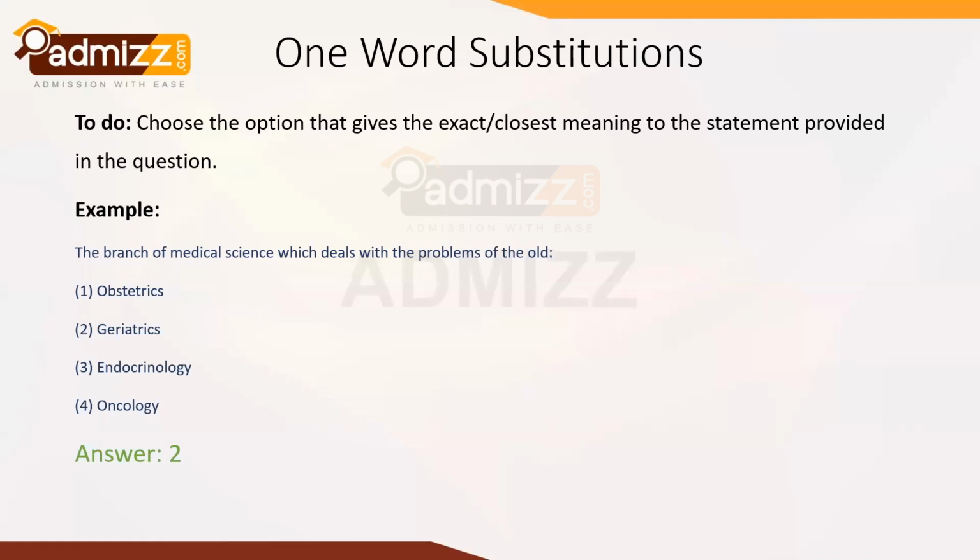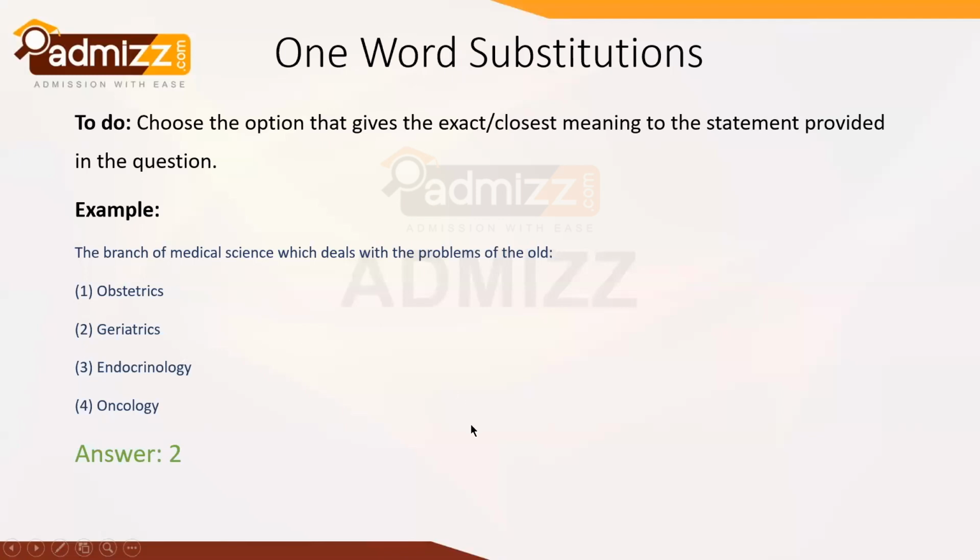Take a look at this example, right? The branch of medical science which deals with the problems of the old, right? Now, you'll be presented with 4 options in this. In every problem of the PRAGATII exam, there will be 4 options. So you have to choose the best option, which matches exactly with what the statement is posing in the question, or at least something that's close enough, right? In this case, I've mentioned that the answer is the second one, right?